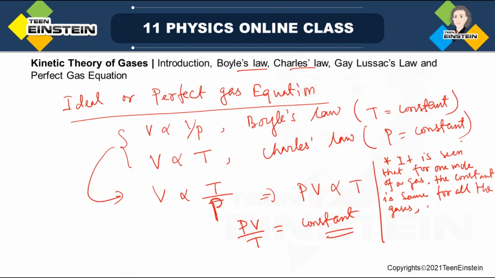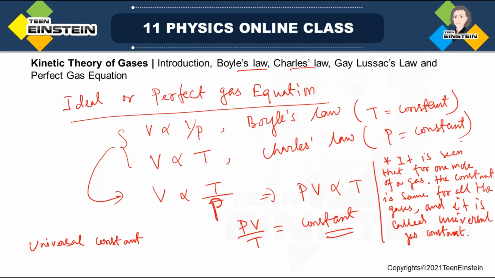And it is called the universal gas constant. This universal gas constant is denoted by R.